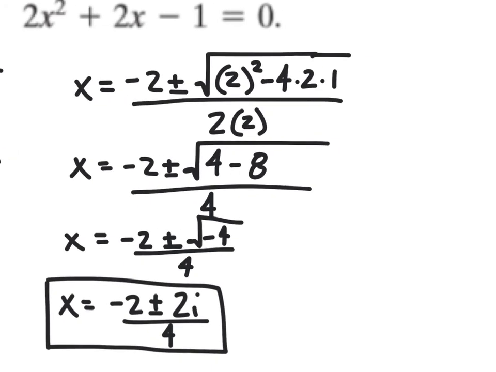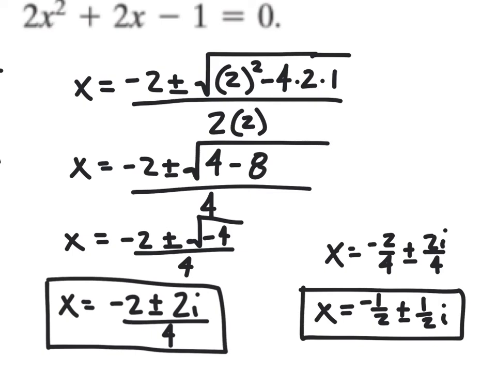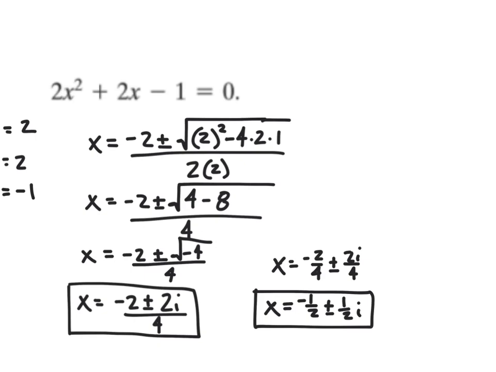However, because you have 4 in the denominator, you can write this as x is equal to negative 2 fourths plus or minus 2i over 4. So negative 2 over 4 simplifies to negative 1/2 plus or minus 1/2 i. So you can write this a couple of different ways, but needless to say, you're not going to get real numbers out of this. You're going to get imaginary numbers. So, using the quadratic formula, otherwise, you can't factor this. If you could factor it, we'd get nice and neat numbers, but we're not.